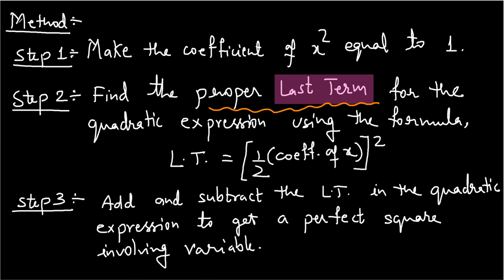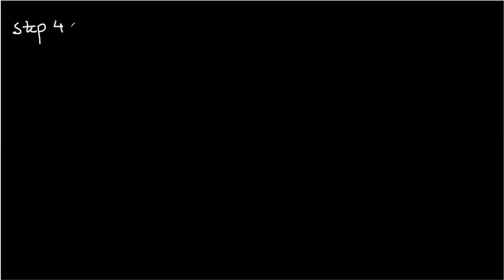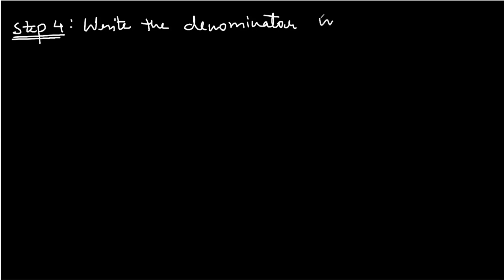Step 4 is write the denominator using variable square. You have already obtained the variable square. You have to try to get the variable square along with the constant square. So write the denominator using variable square and constant square.